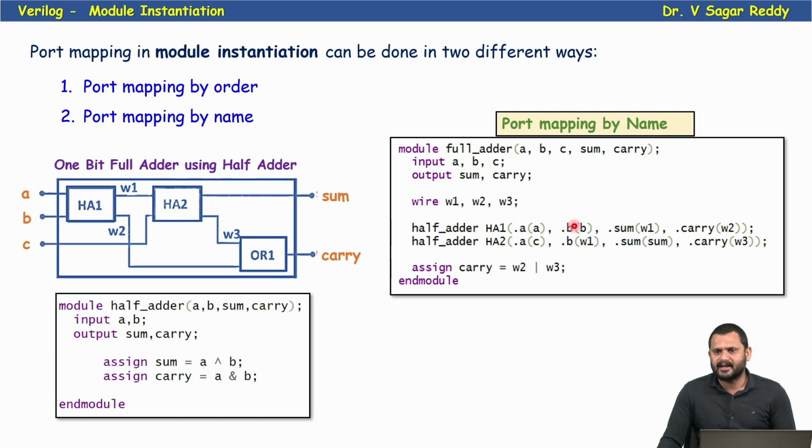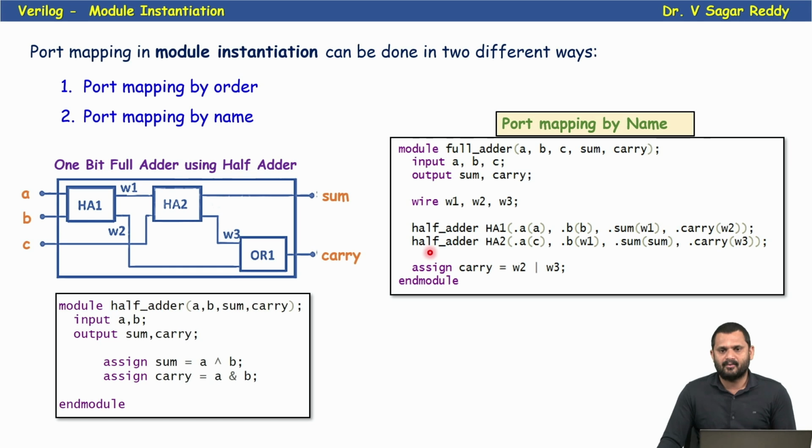No need to follow the same order. You can write sum later and carry first. You can write the sum after the carry, or the carry even before input a comma b. You can follow any order, because we are mapping the ports by using a name, not in terms of order.